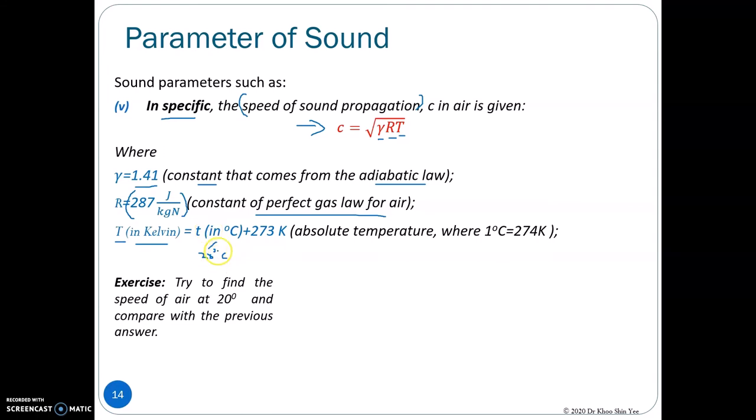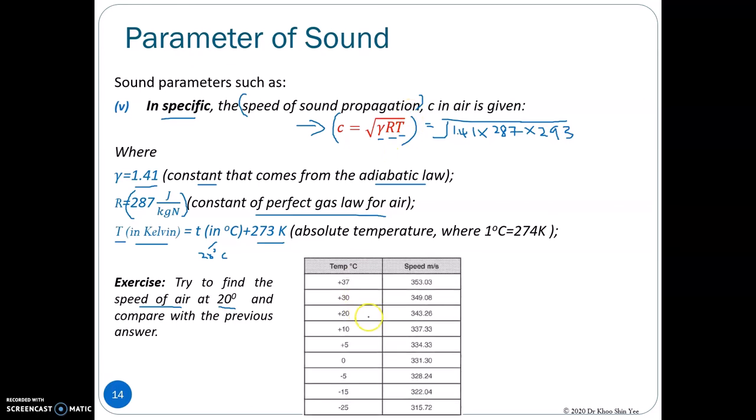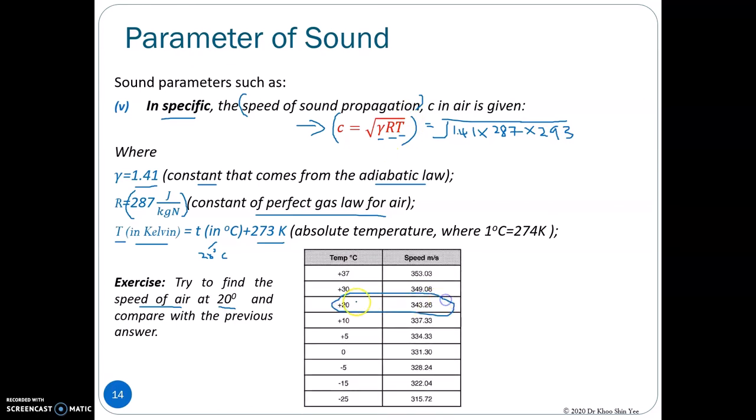Previously the temperature is equal to 20 degrees Celsius, and if you want to convert to Kelvin, you need to add 273. Let's try to find the speed of sound in air at 20 degrees Celsius by using this formula. You can substitute all the constants inside. The constant gamma here is 1.41, multiplied by R, which is 287, and multiplied by the temperature in Kelvin. So 20 plus 273, you obtain 293. After you compute it, at 20 degrees Celsius the speed of sound in air is equal to 343, which is the same as the previous result.